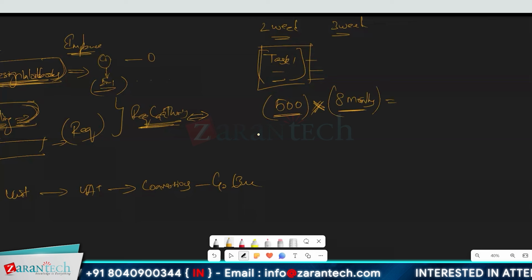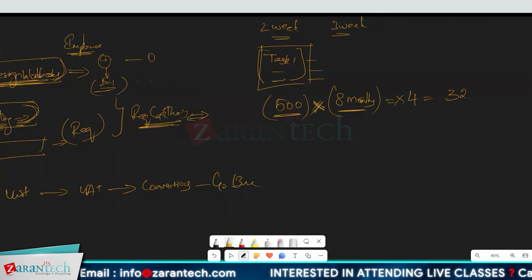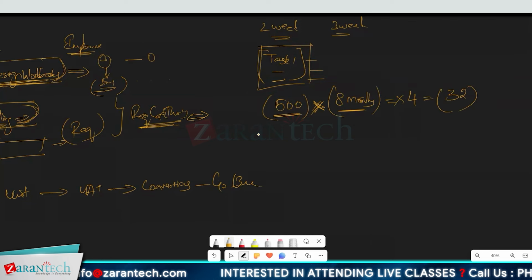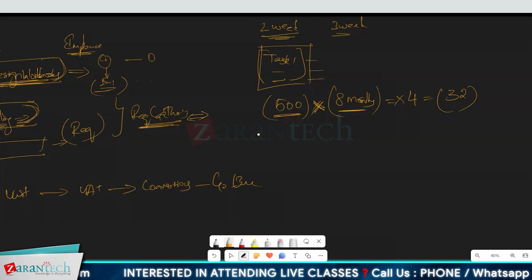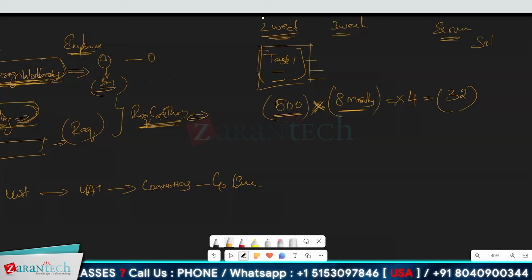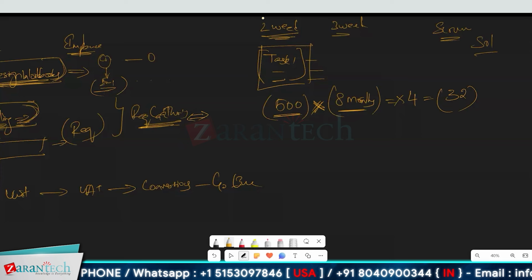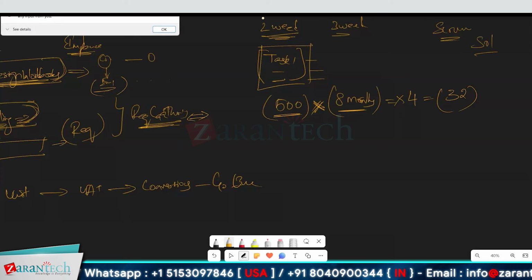8 months will be divided into weeks. Let's say each month has four weeks. So 8 into 4 is equal to 32 weeks. Now we will decide whether we are going to do this in 2-week sprints or 3-week sprints. This is decided by the management, and this is done by the Scrum Master. Again, you might not be involved in this kind of planning unless you are a Scrum Master or a solution architect. Once you rise up to the level of a solution architect, these are activities that you will be very much involved in.